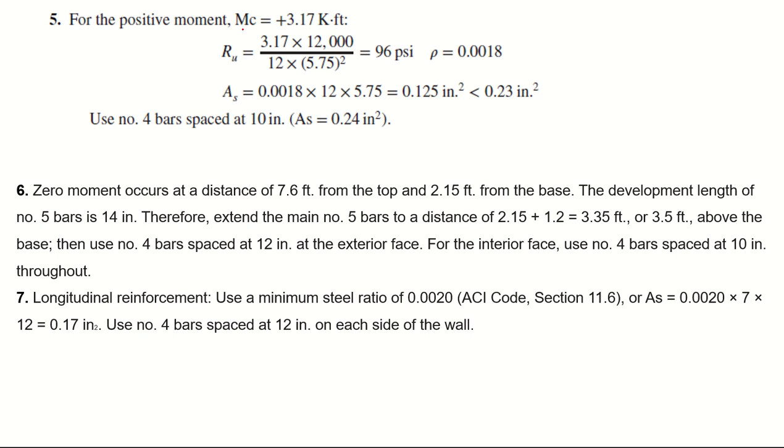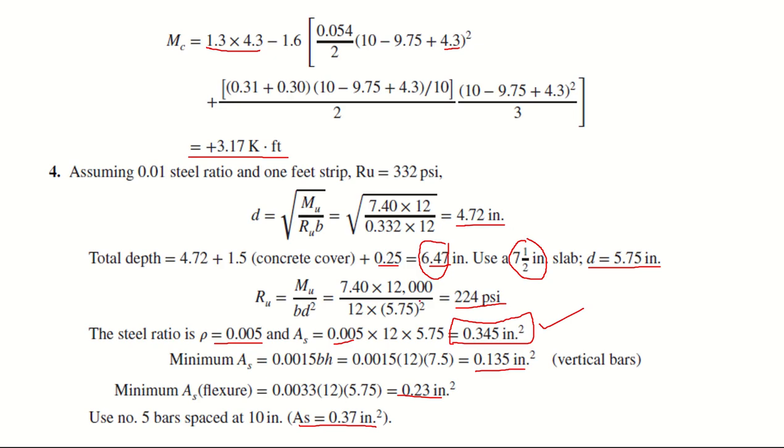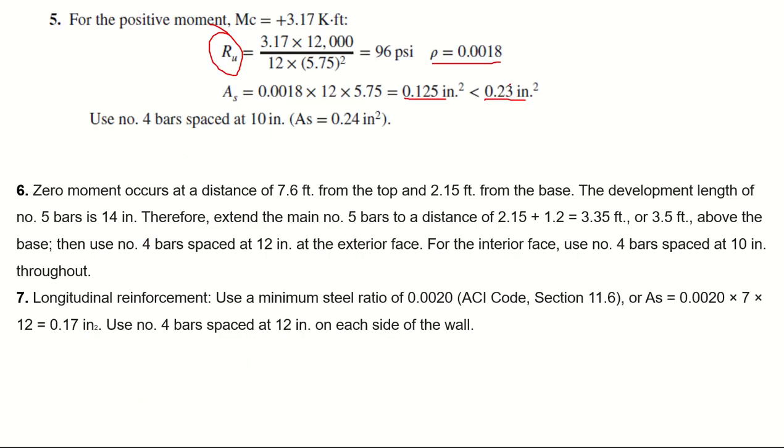For the positive moment, Mc is equal to 3.17 kip-feet. For that we have to find Ru, which gives the value of rho of 0.0018. When we find the area of steel, it gives 0.125 square inches, which is less than 0.23. As you can see here, the minimum reinforcement for flexure is 0.23. So 0.23 will govern, and we will use number 4 bars spaced at 10 inches, which gives us an area of steel of 0.24 square inches.